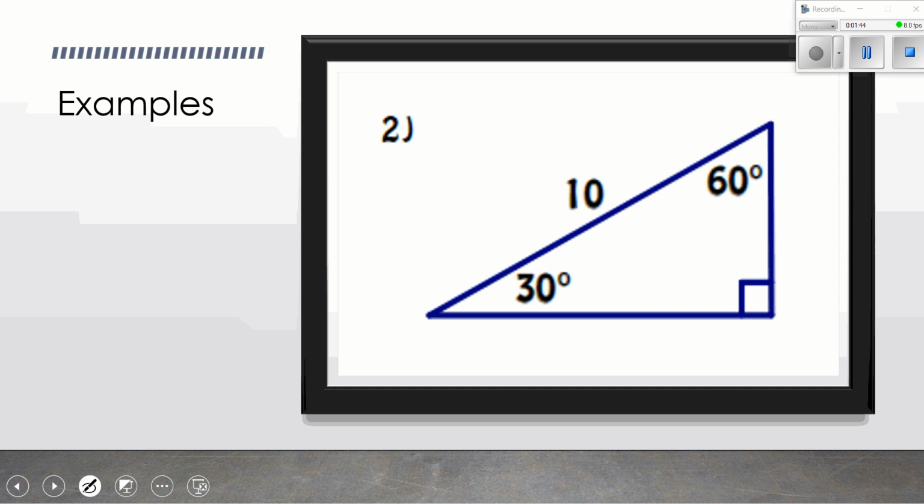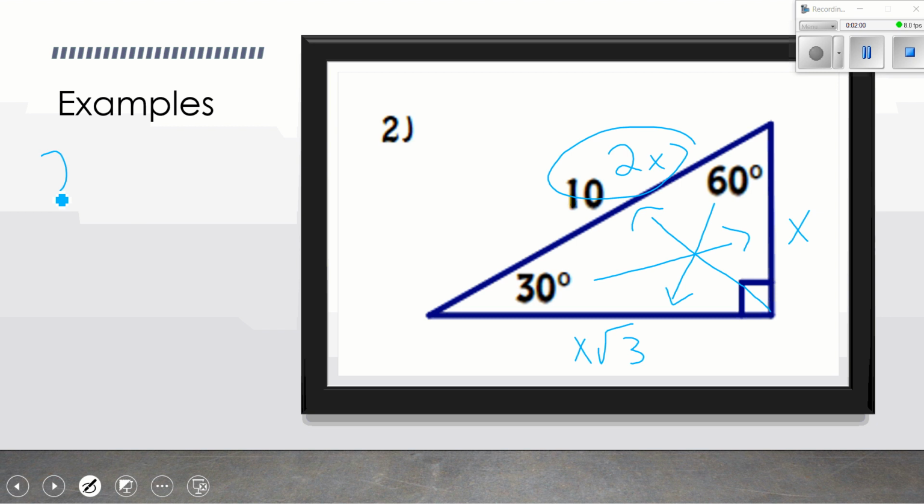Alright, we're going to do it again. Across from my 30 is going to be my smallest side, x. Across from my 60 is my weird one, that x root 3. And across from 90 is my biggest one, which is 2x. I look at what I have given to me, which is that 2x is equal to 10.